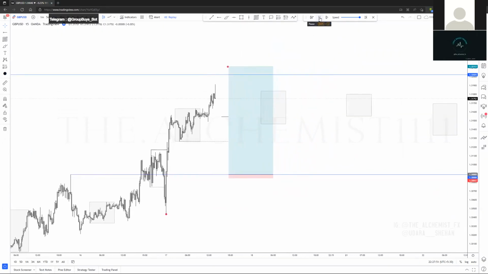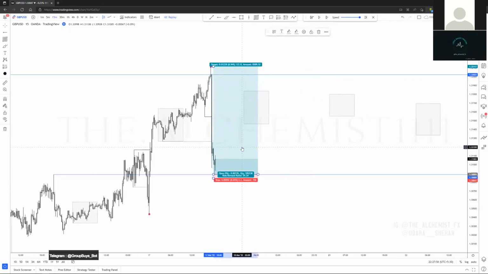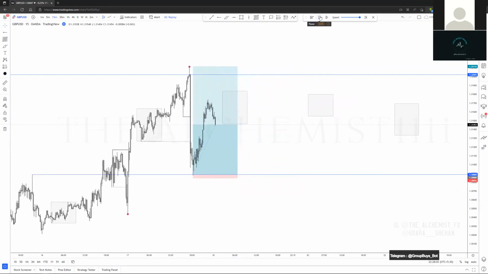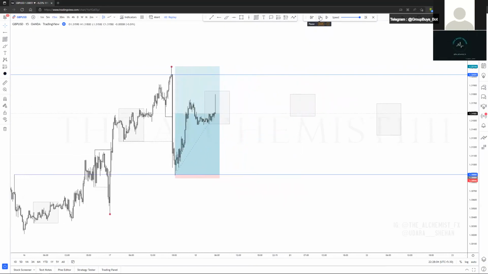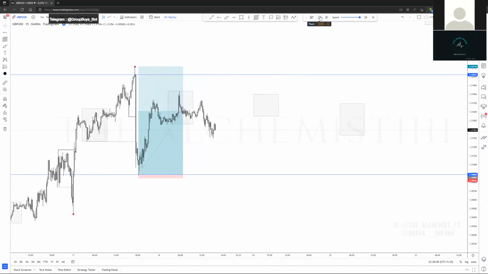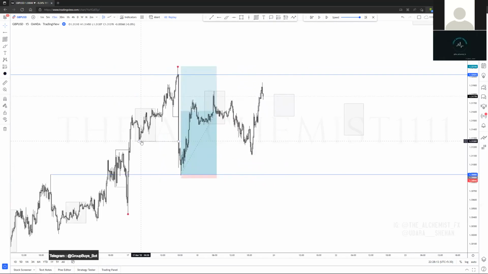Let it go. Look at the drop. Yeah, there we go, big drop. Tapped right into the point of interest, and then that starts to go. Because you don't fear the 15-minute imbalance to be filled here. No, we don't care. Because why? The internal range liquidity is here, and your high time frame point of interest is here.